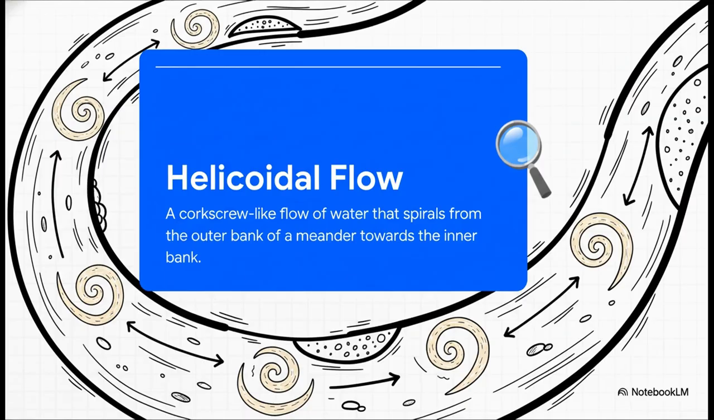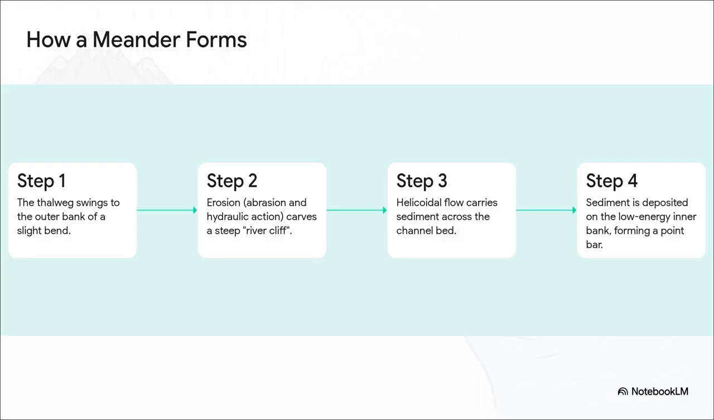It's called helicoidal flow. This spiraling current is the absolute secret ingredient for one of the river's most iconic and beautiful creations. You've definitely seen them. Those beautiful, winding curves in a river are called meanders, and they are anything but random.